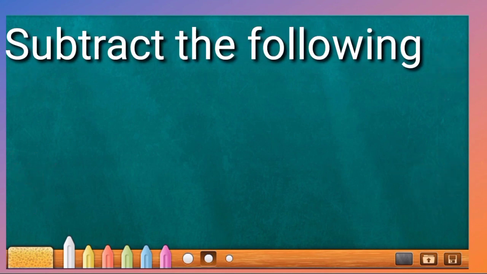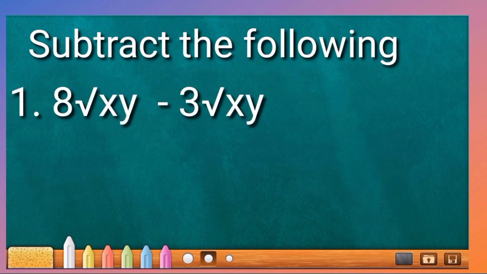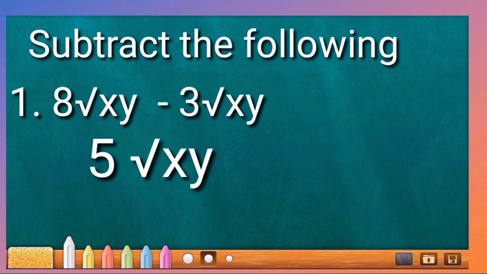Now let's subtract the following. Eight square root of xy minus 3 square root of xy. So ganun lang din, 8 minus 3 is 5, and then copy the radicands, square root of xy. So the difference is 5 square root of xy.